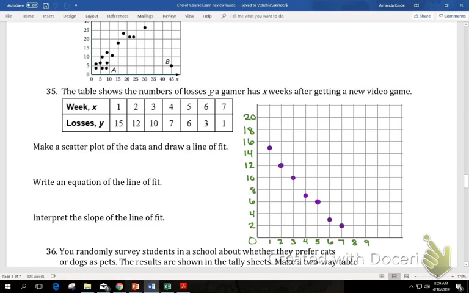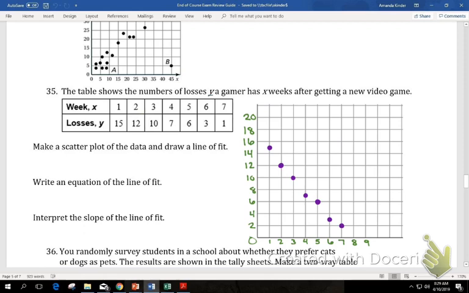What is this talking about? Every week you miss, you lose. No, look at the number 35 next to it. The table shows the number of losses, which is Y, a gamer has after getting a new video game. Okay? So, what does this mean? Now let's go back to the first point that we plotted. What is that first point telling me? After how many weeks? 1 week. He has 15 losses. Okay, so after 2 weeks, he has 12 losses.